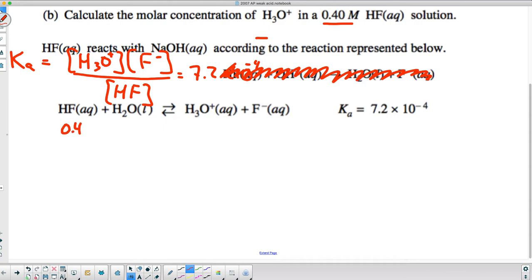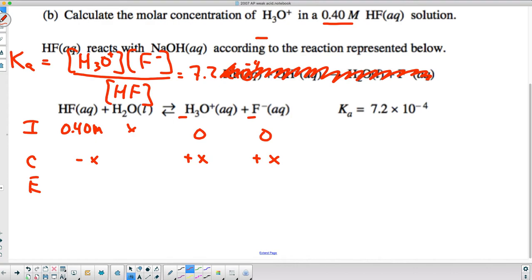So 0.40 molarity here. This doesn't count. That's a pure liquid. That doesn't change at all. And then of course we're going to start off with 0 and 0 because this is our ICE chart. Okay, there's nothing different about this than anything we did in chapter 15. We're going to subtract some amount here because it's a reactant and it decreases in concentration. We're going to add some amount here because it's a product and increases in concentration for both of these. And because there's a 1 there and a 1 there, they're both 1x's.